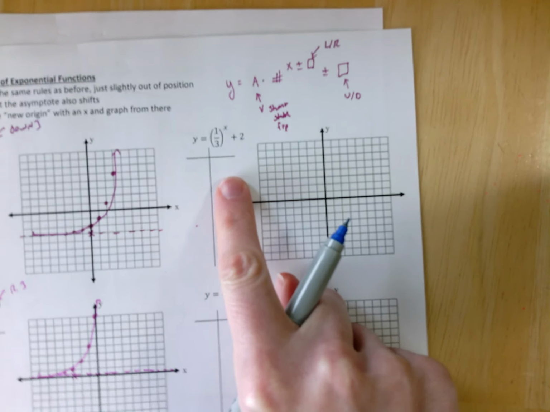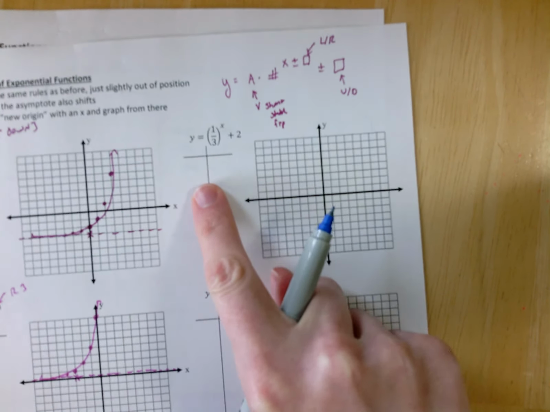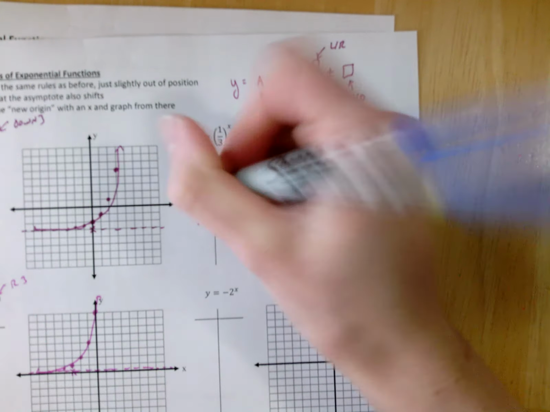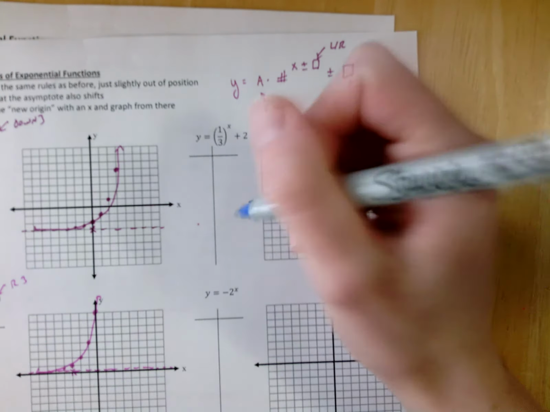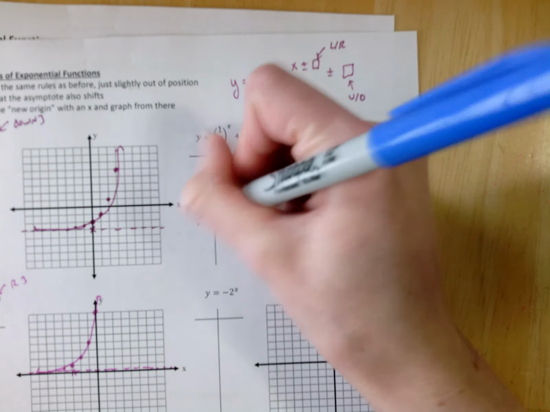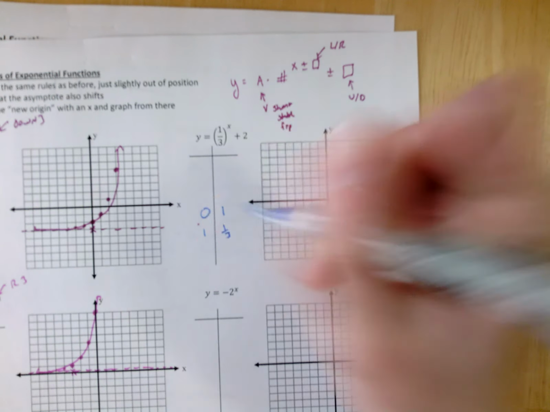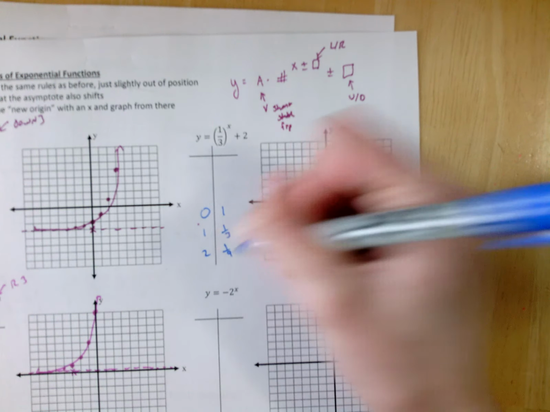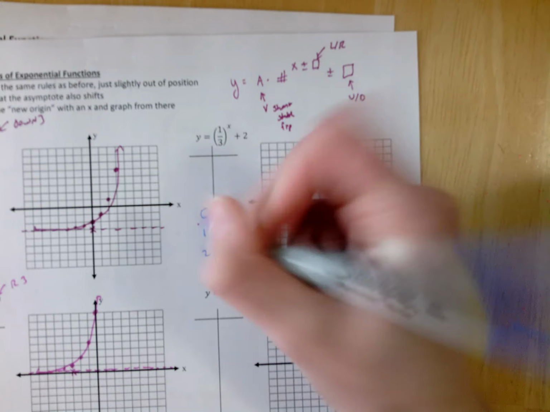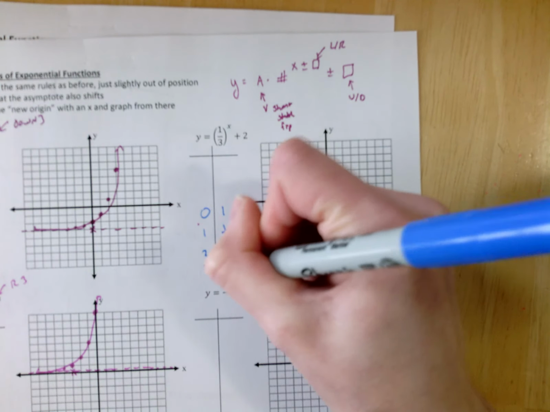So let's take a look at this guy over here. This one we're raising to the 1/3 power. I'm going to make a quick table of values. This is something you're going to want to learn to do in your head. 1/3 to the 0 power is 1. 1/3 to the first is 1/3. 1/3 squared is 1/9, 1/3 times 1/3. 1/3 to the third is 1/27.